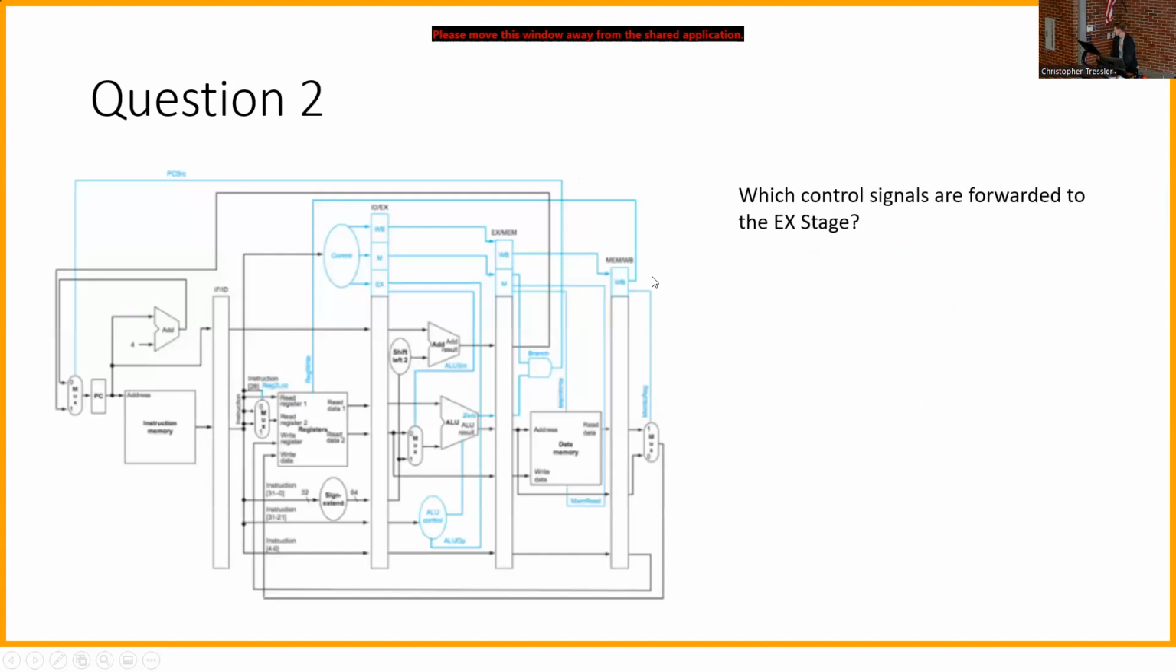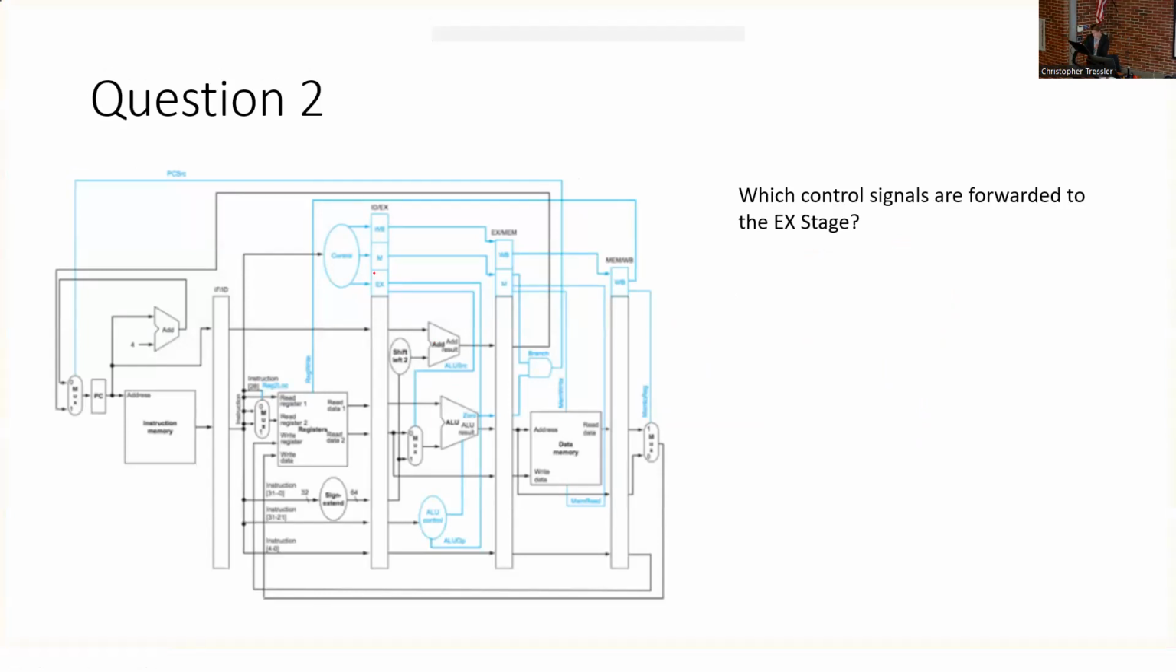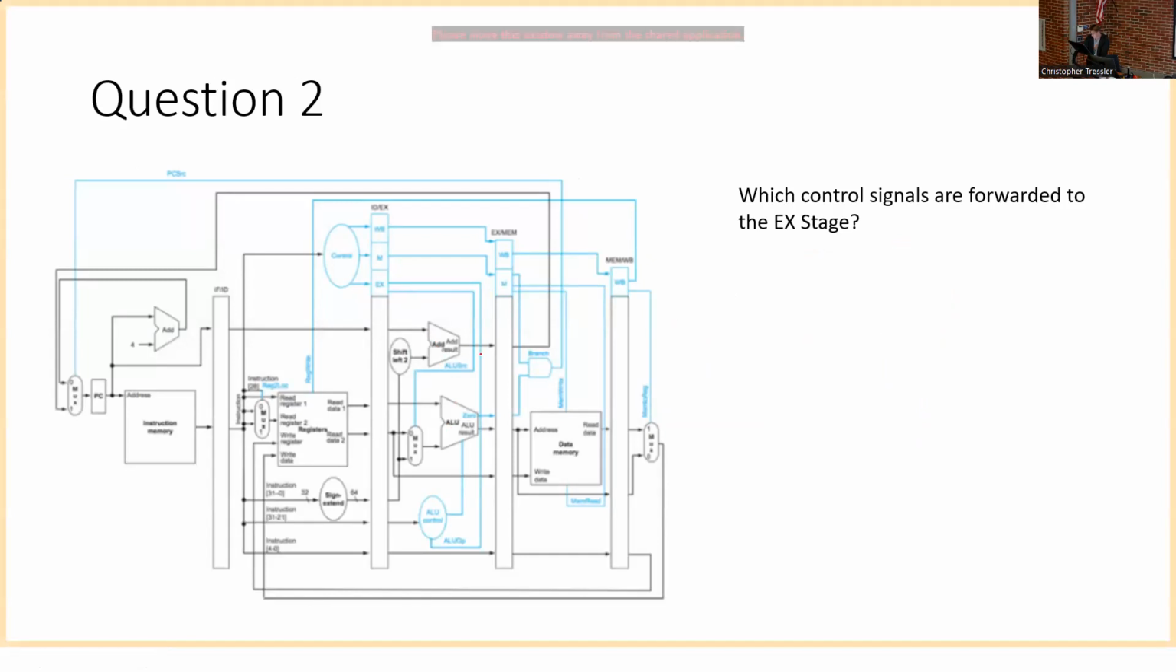That makes sense. Let's see. So now we have which control signals are forwarded to the EX stage in this question right here. This shouldn't be too hard. We're going to go to EX and see what goes into it. So we have EX, and we have two control signals coming out of it.